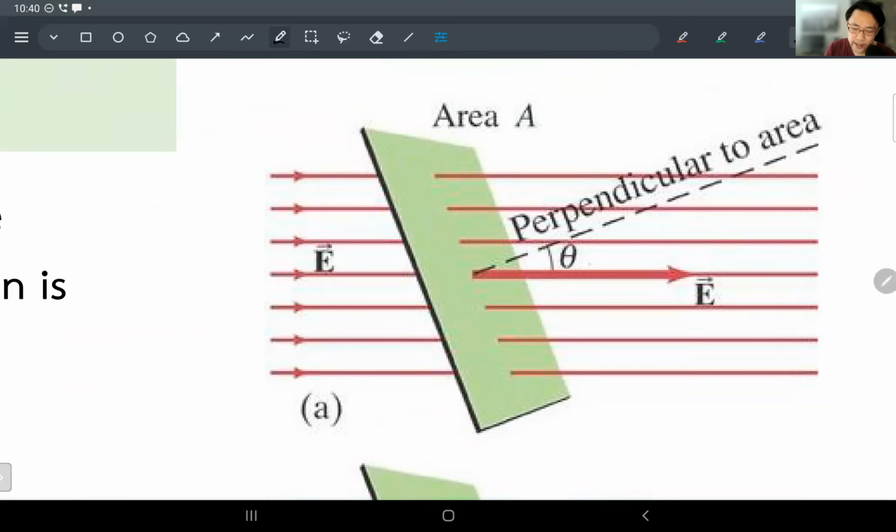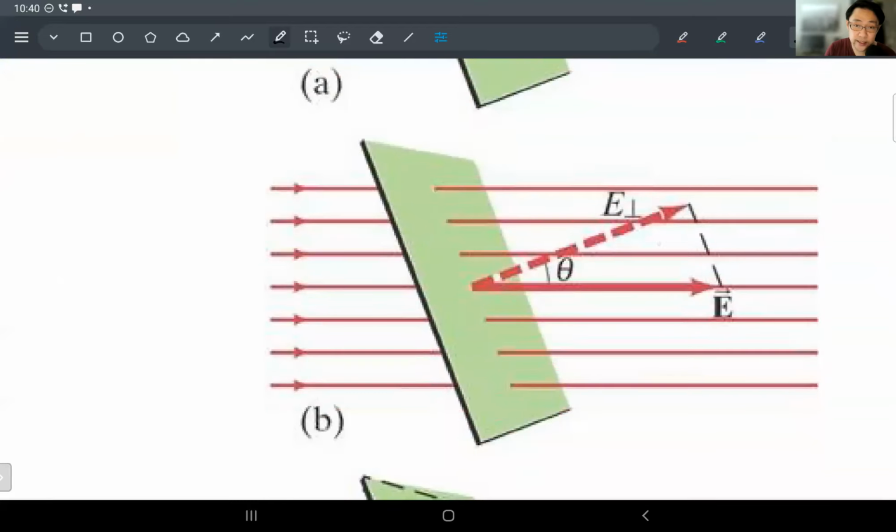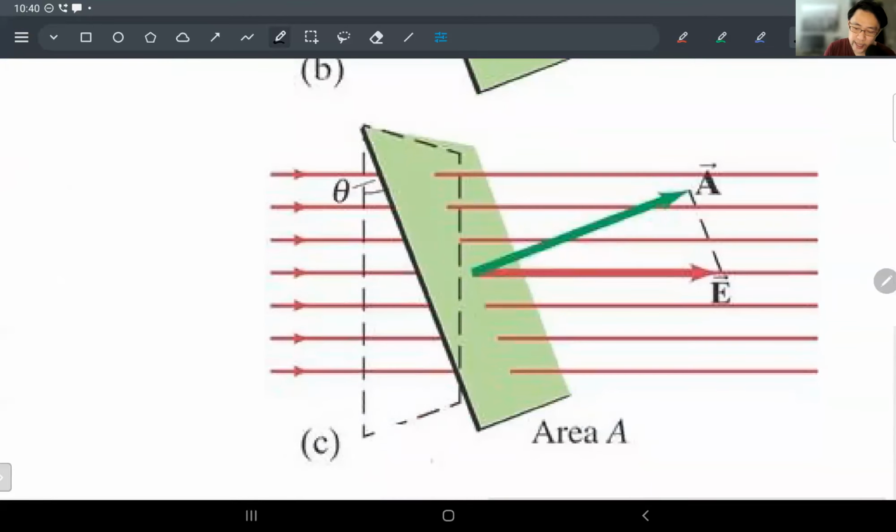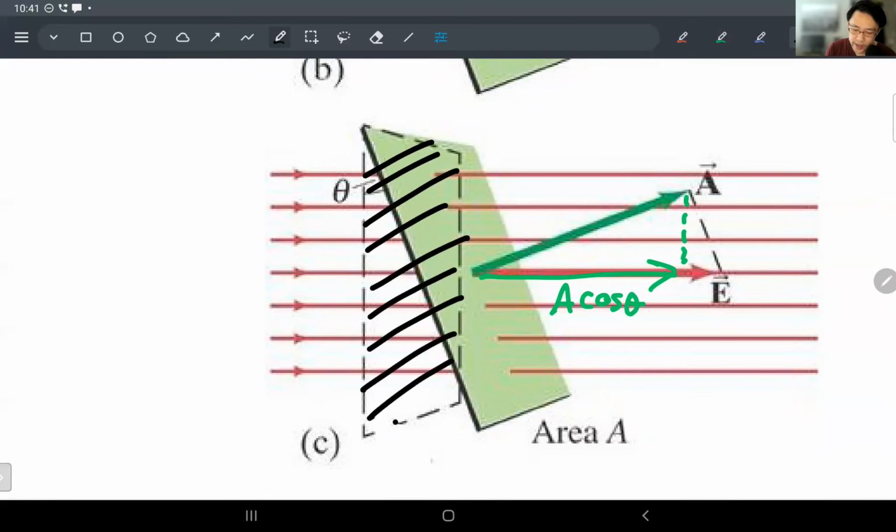Okay, so what you have here is a progression of what we have so far. There's an electric field pointing from left to right. There is an area A that makes some angle theta with the electric field lines. Here, you can break E and decompose it, and only bring in the E that is perpendicular to A. So you take this E cosine theta. That is one way of doing it. Another way is to take the A vector and break it into an A cosine theta component. And this A cosine theta is just the shadow behind this thing. Cool?